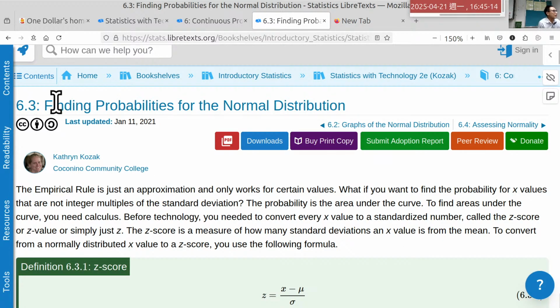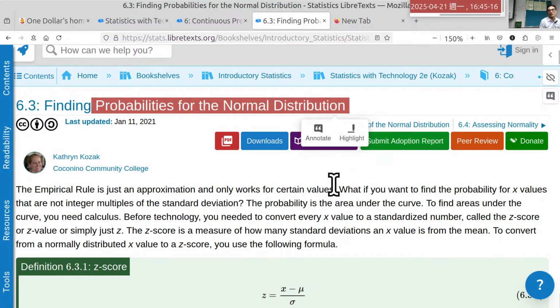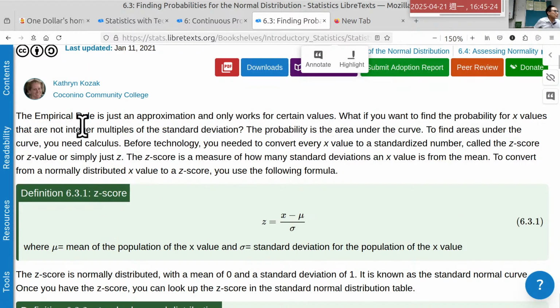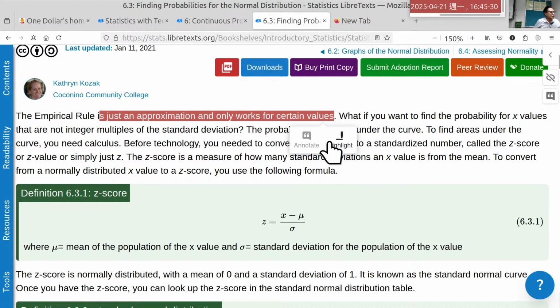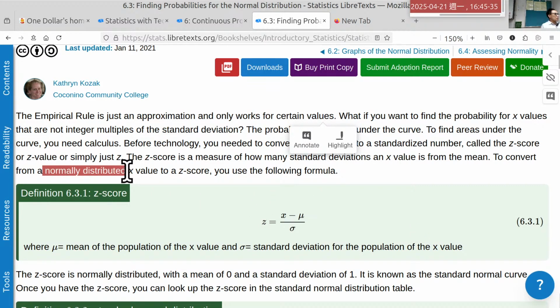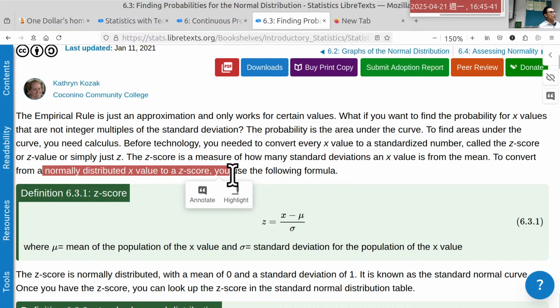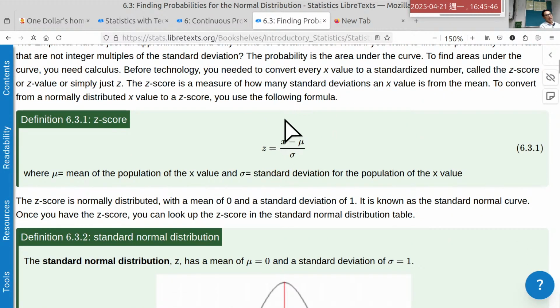Chapter 6.3, finding probability of normal distribution. This one is a little bit more important than the previous one. The empirical rule is just an approximation that only works for certain cases. Let's check this. To convert a normally distributed x value to a z-score, you need to follow the following formula: z equals x minus mean, divided by sigma.